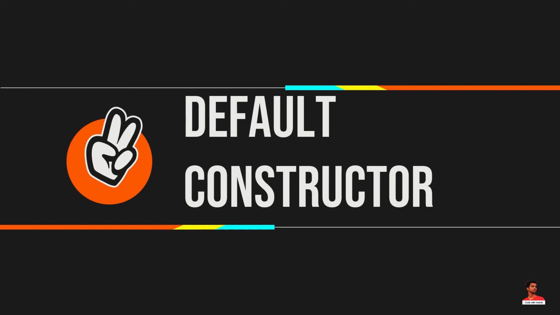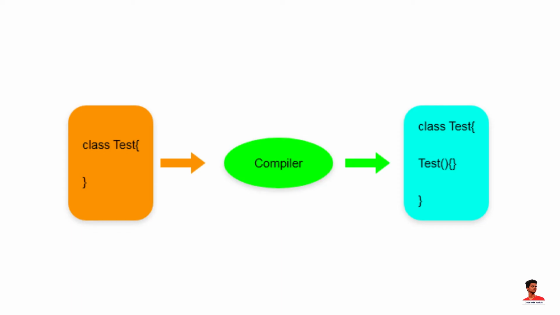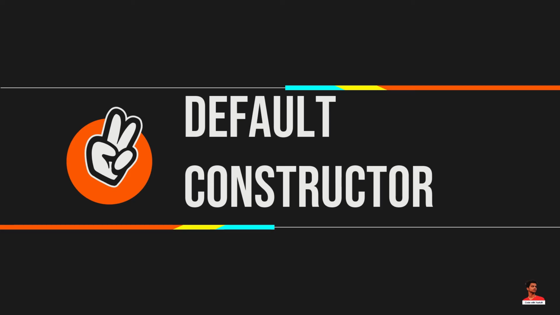If we do not create any constructor, the Java compiler automatically creates a no argument constructor during the execution of the program. This constructor is called the default constructor. The default constructor is used to provide default values to the object like 0, null, etc. depending on the type.